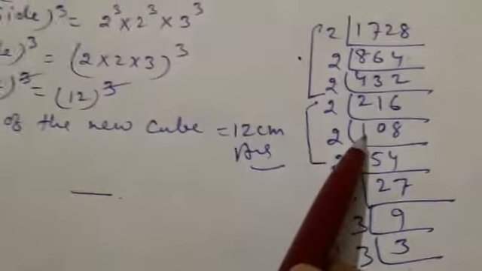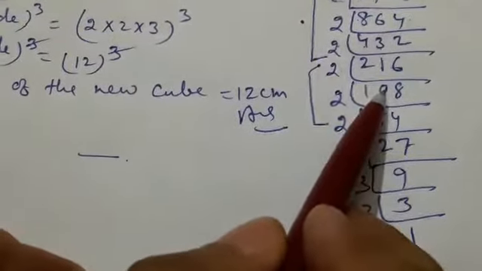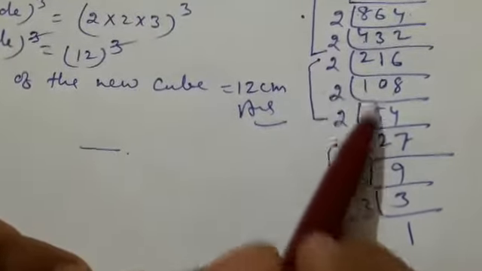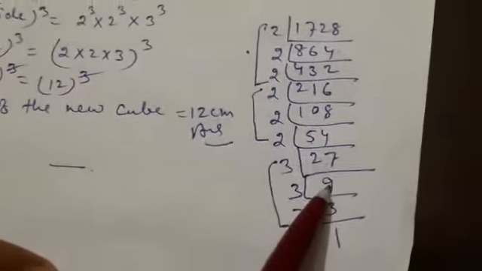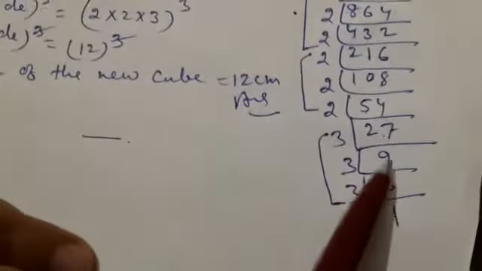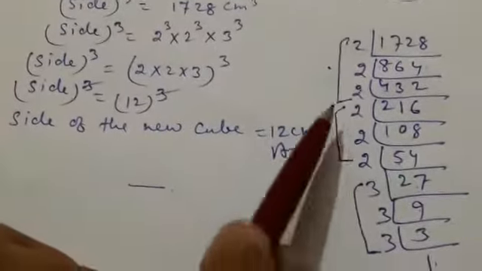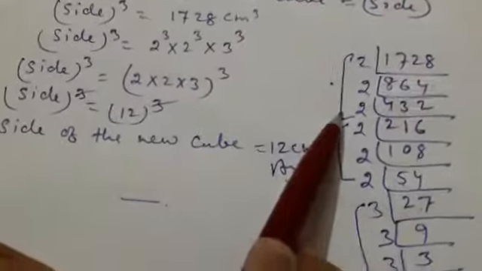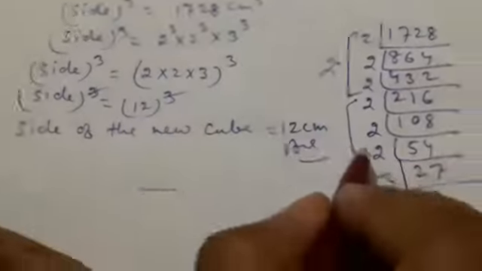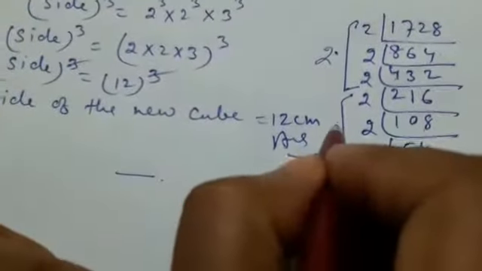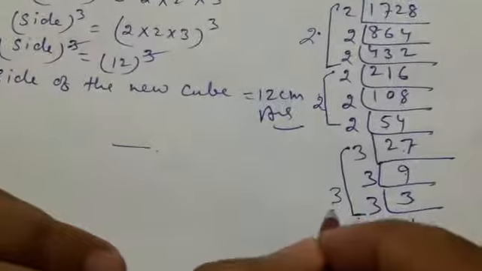Continuing the division by 2 and then by 3, 3 9s are 27, 3 3s are 9 and 3 1s are 3. Now we will make groups of three equal numbers. So here there are three 2s, so we will write down one 2 here. This side also three 2s are given, so we'll write down one 2. There are three 3s, so we'll write down one 3.